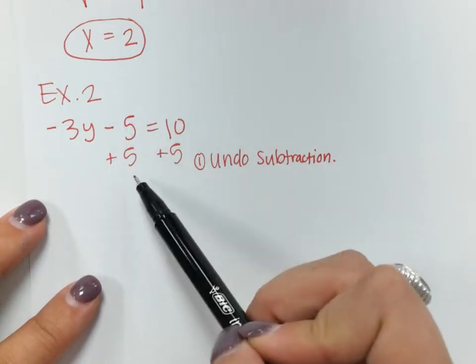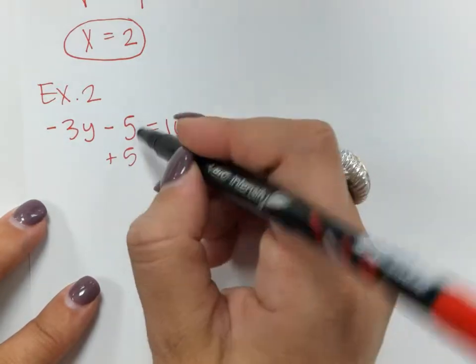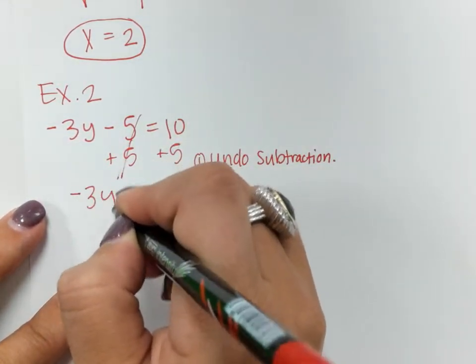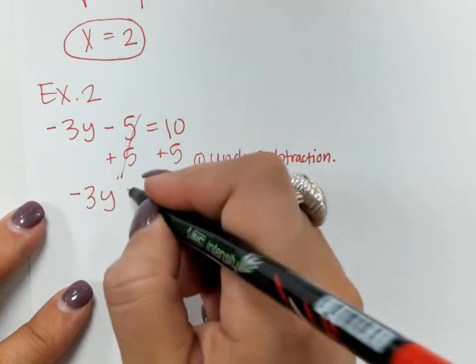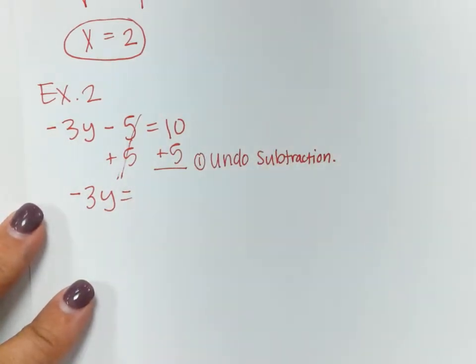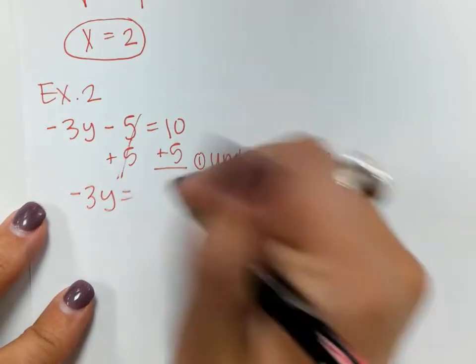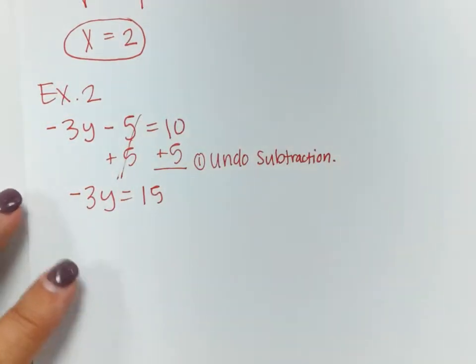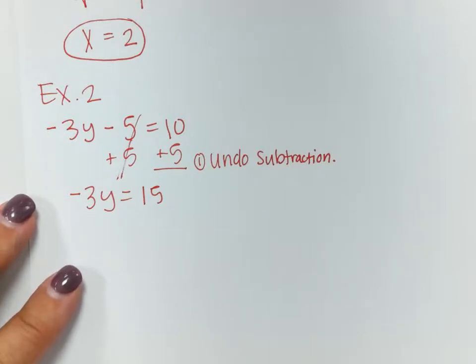So then my negative 5 and my plus 5 cancel out. So that leaves me with negative 3y on the left-hand side. And then 10 plus 5? 15. So it equals 15. Now I'm left with a one-step equation. Sierra.